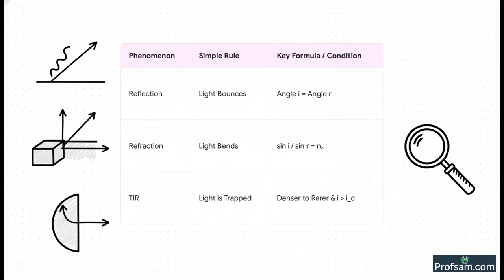For reflection, the simple rule is light bounces, and the key formula is angle I equals angle R. For refraction, the simple rule is light bends, and the key formula is Snell's law. And for total internal reflection, the simple rule is light is trapped, and the condition is that it must go from denser to rarer, and I must be greater than I critical. Go on, take a screenshot of this. It's your perfect last-minute revision note.